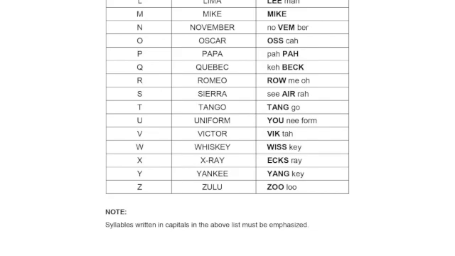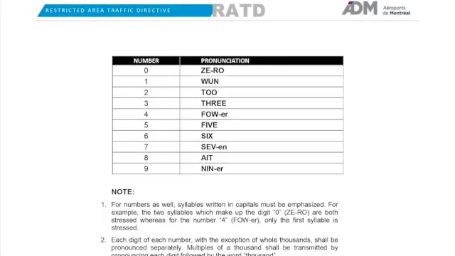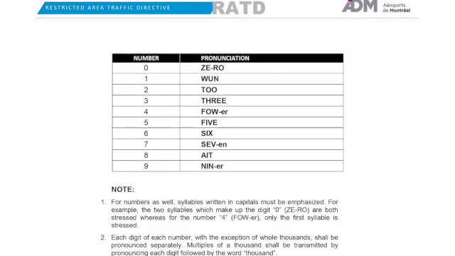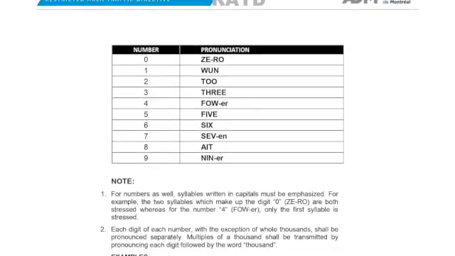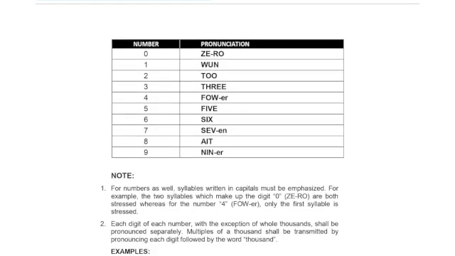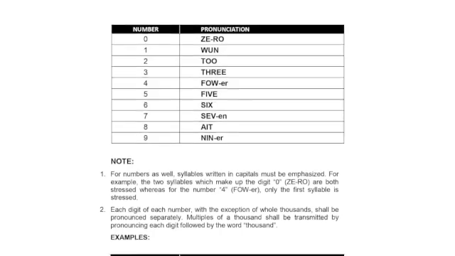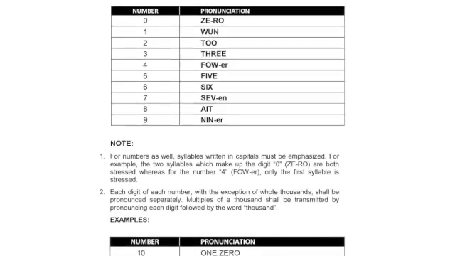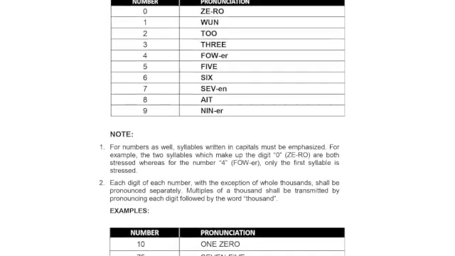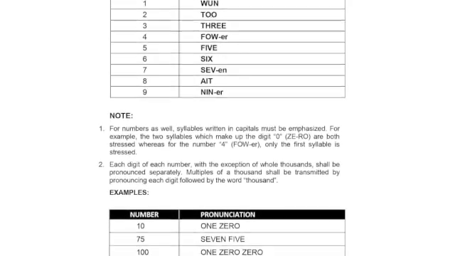must be emphasized. Number pronunciation: 0, 1, 2, 3, 4, 5, 6, 7, 8, 9. Note 1: For numbers as well, syllables written in capitals must be emphasized. For example, the two syllables which make up the digit 0, zero, are both stressed, whereas for the number 4, only the first syllable is stressed.